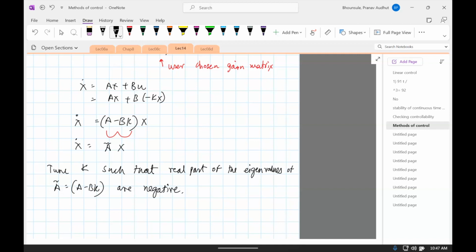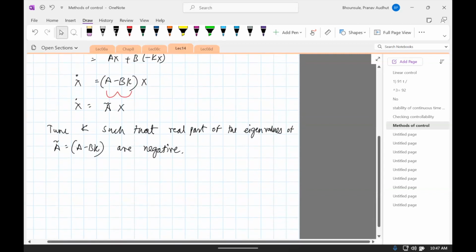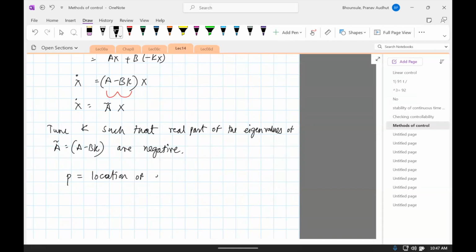The way to do this, instead of doing all the math yourself, is that the control system toolbox in Python gives you a way to do that. All you have to do is tell it P, the locations of the eigenvalues.